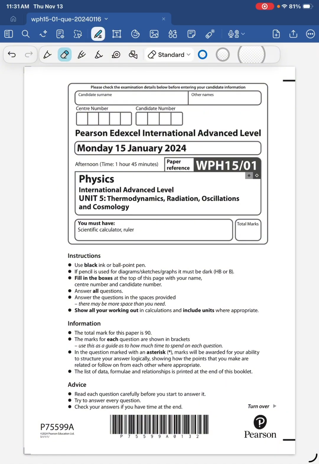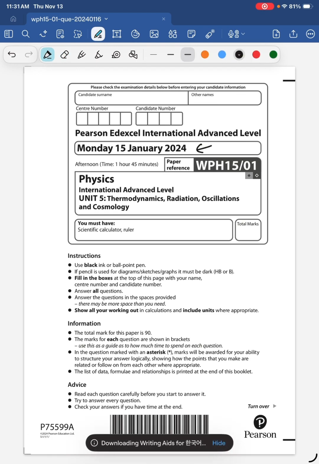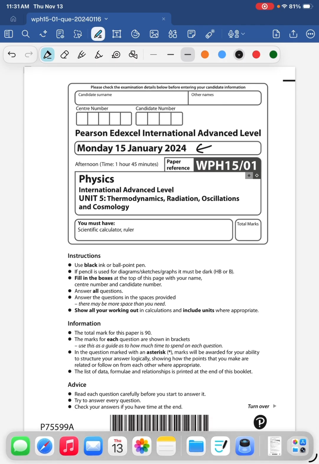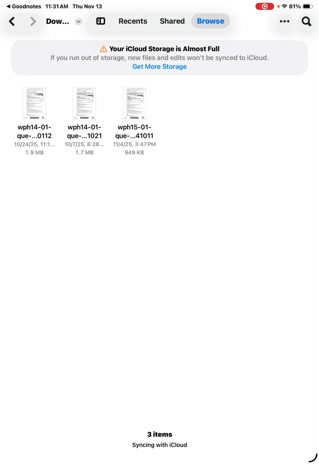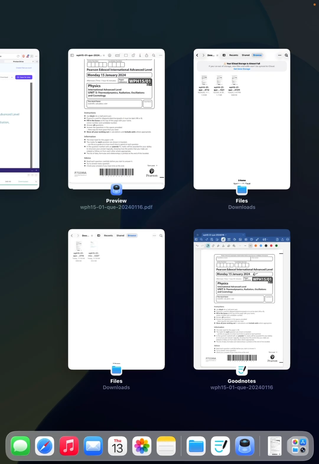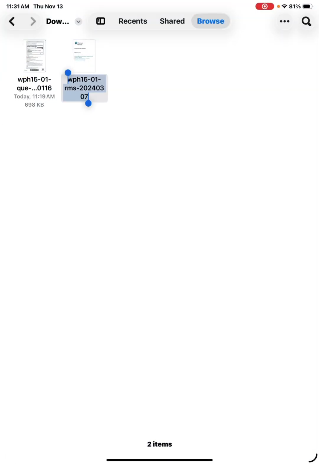This is a walkthrough of a past paper from January of 2024, and we will work on Unit 5. I have my solutions next to me, and I will also open the mark scheme. I had it somewhere. So it's this one.